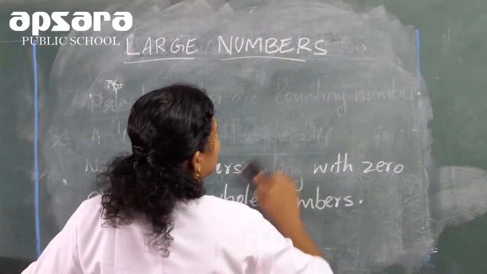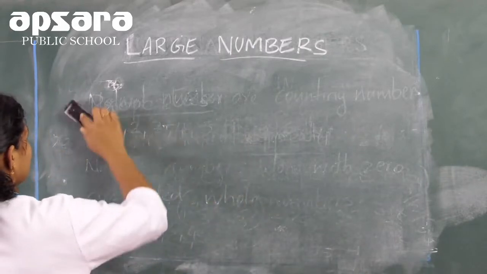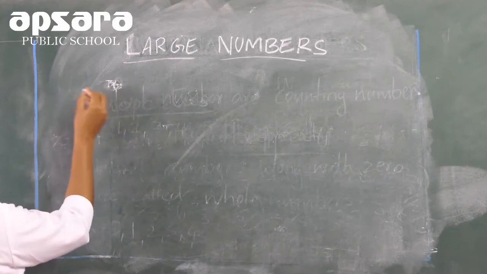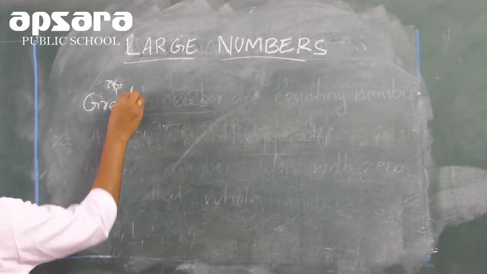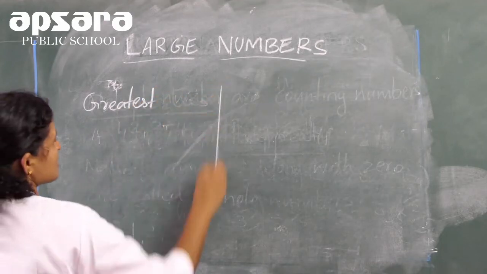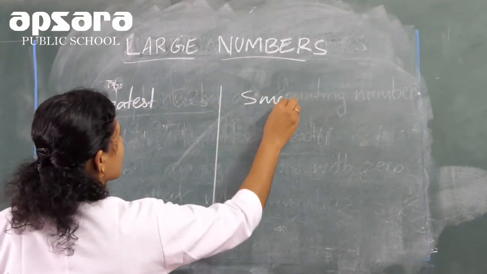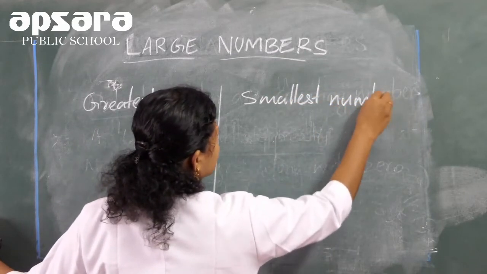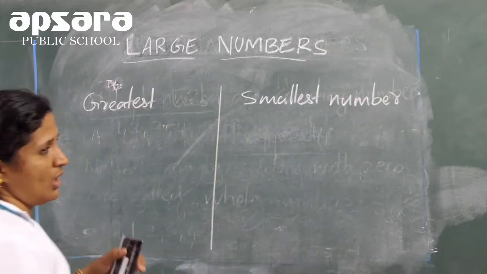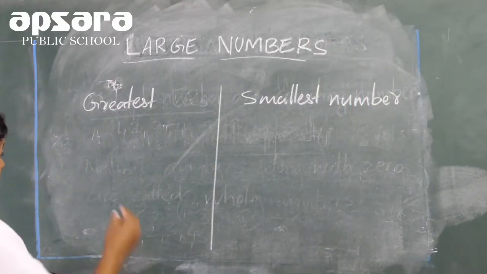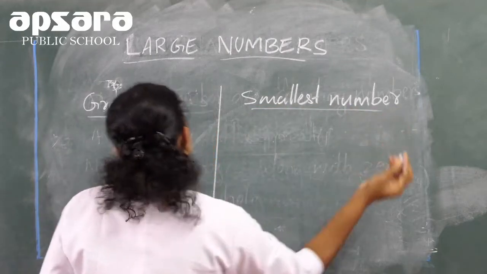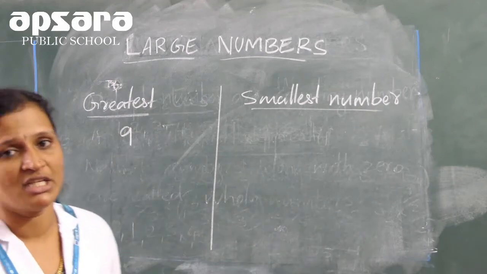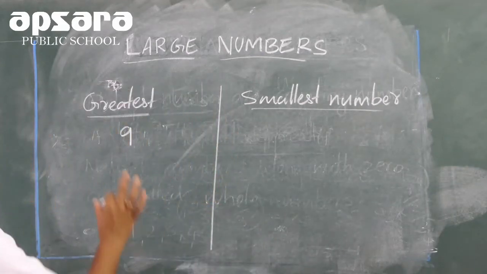Now we will discuss greatest and smallest numbers. Look here, the greatest one-digit number. Which is the greatest one-digit number? We studied in the lower classes, right? 9 is the greatest one-digit number.